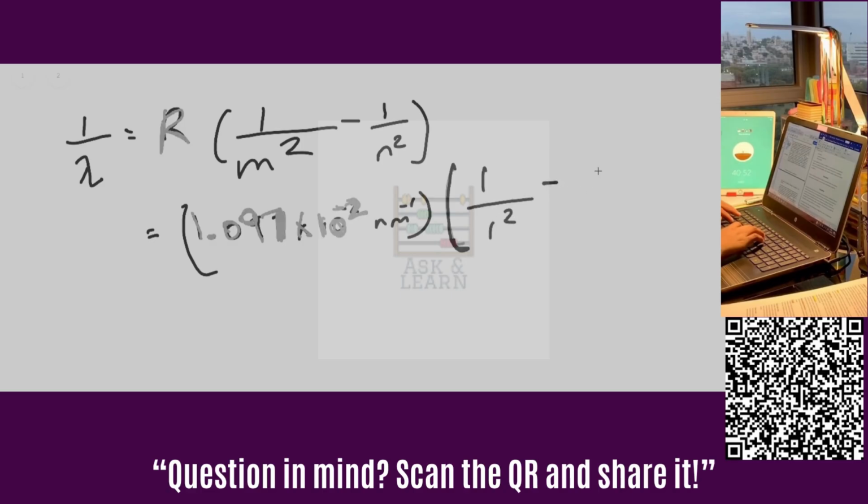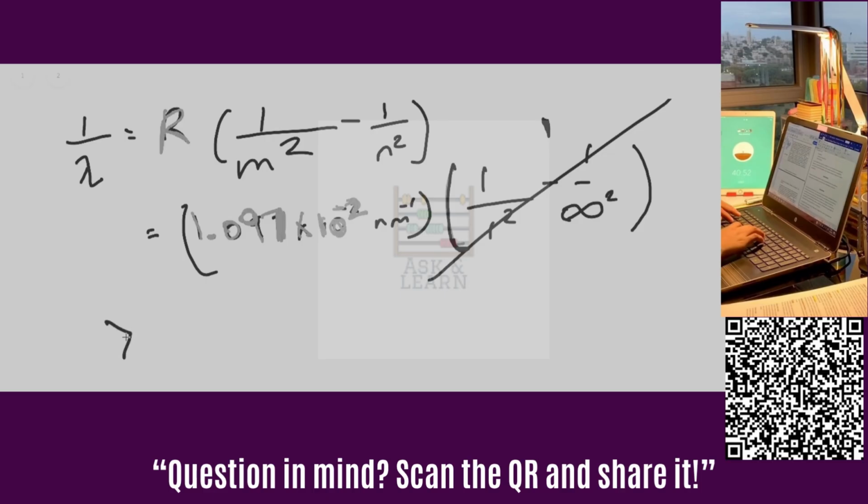Now since we're losing the electron, this part is essentially infinity, because the electron is very, very far away from the nucleus. So this whole thing essentially is just going to be 1, right? Because 1 over infinity squared is going to be zero. 1 minus 0 is just basically 1. So that means 1 over lambda is equal to this.